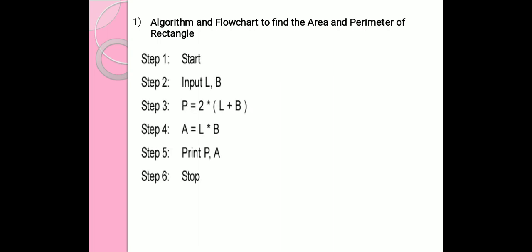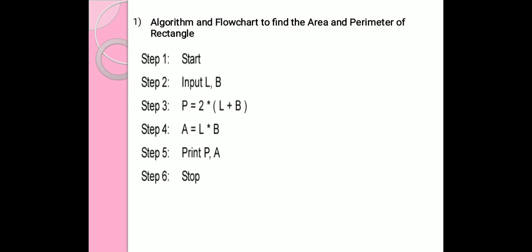So the algorithm is: step 1, start. Step 2, input length and breadth. Here for the rectangle there are only two variables or two inputs, length and breadth. Then after getting length and breadth, we find the perimeter equal to 2 into (L plus B), then area equal to L into B, that is the product of length and breadth. Then display the output as print P comma A, P for perimeter and A for area. After printing the output, the last step is stop.